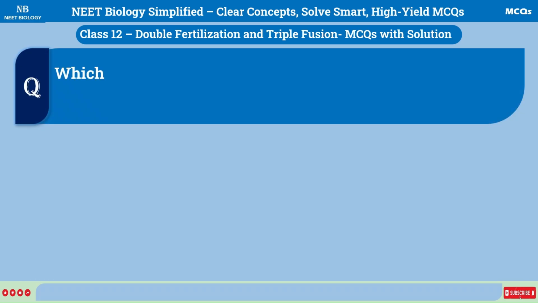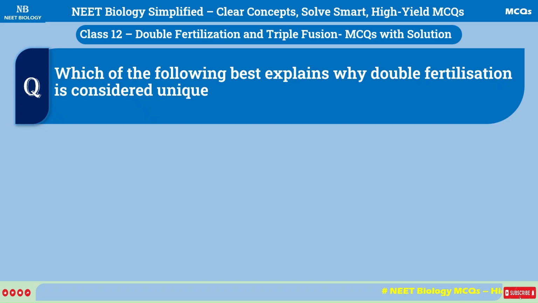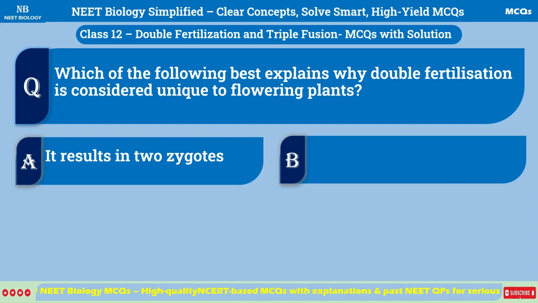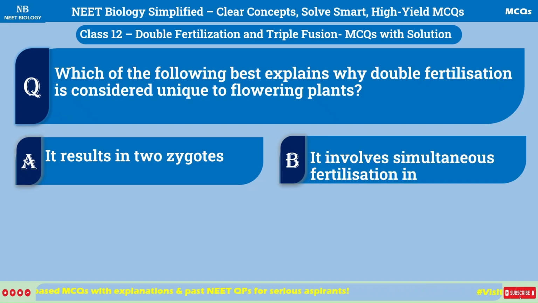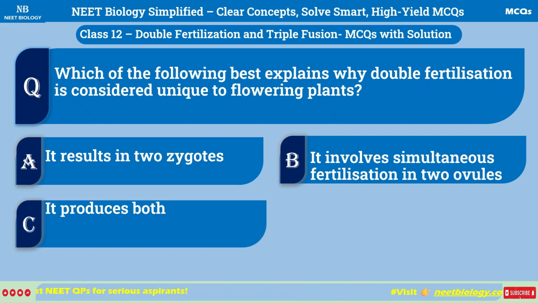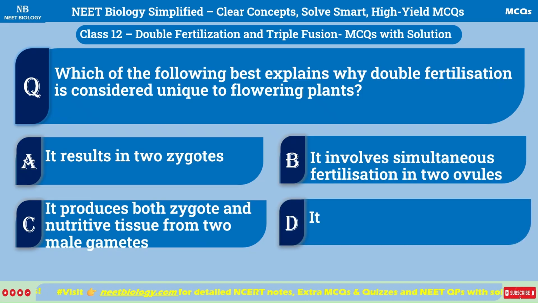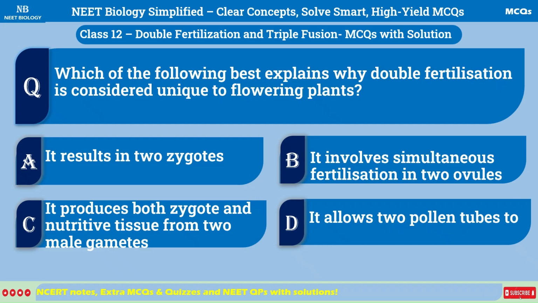Which of the following best explains why double fertilization is considered unique to flowering plants? A. It results in two zygotes. B. It involves simultaneous fertilization in two ovules. C. It produces both zygote and nutritive tissue from two male gametes. D. It allows two pollen tubes to fertilize one ovule.